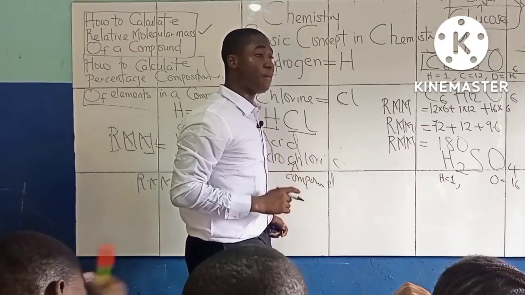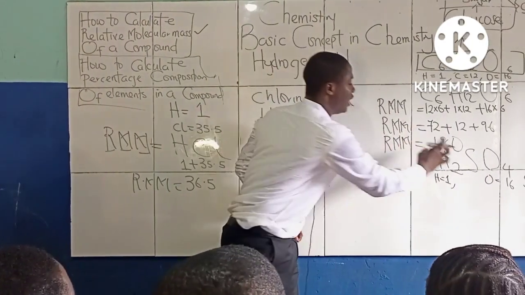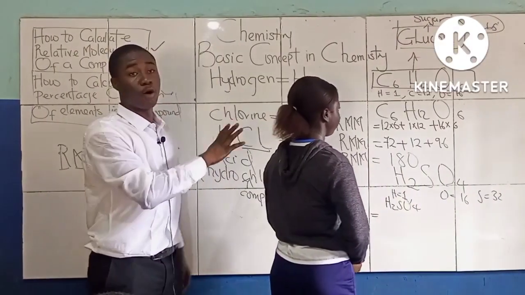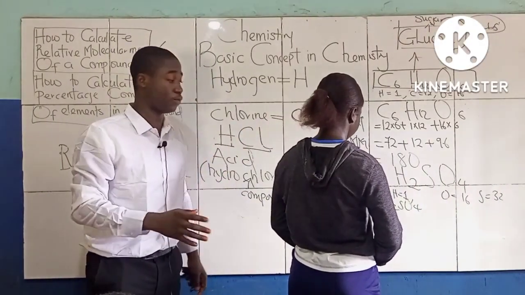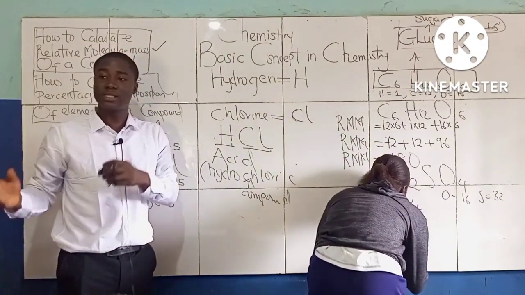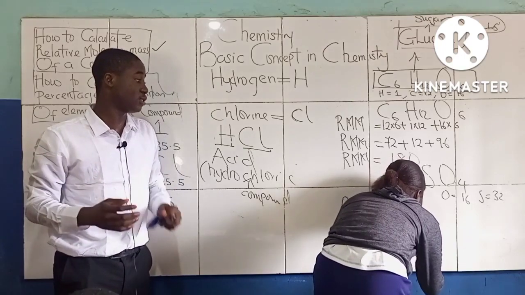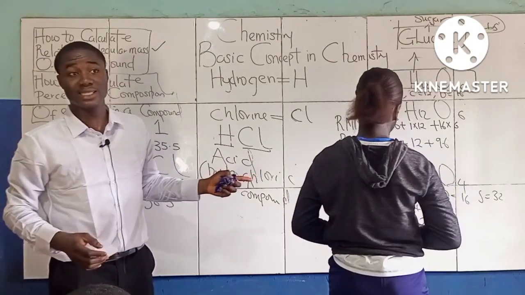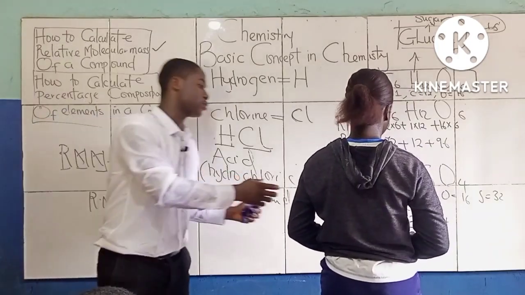So, I will call on one person to help us solve the relative molecular mass of this compound. Okay, so she'll be helping us to solve for the relative molecular mass of H2SO4. So let's see what she'll be doing. All of you should be solving in your respective notes. Class, is she correct? Yes. She's actually very correct. So let's clap for her.